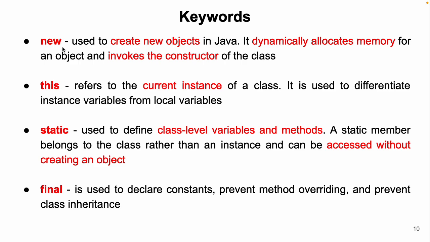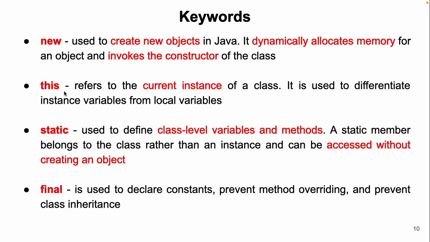So the first 2 we already know. What is the use of the new keyword? It is used to create new objects. It will allocate memory for that particular object, and at the same time it calls the constructor. We know the statement in the program: class name, object name equal to new constructor of. Like that only we will write our code. This is the definition for the keyword new.